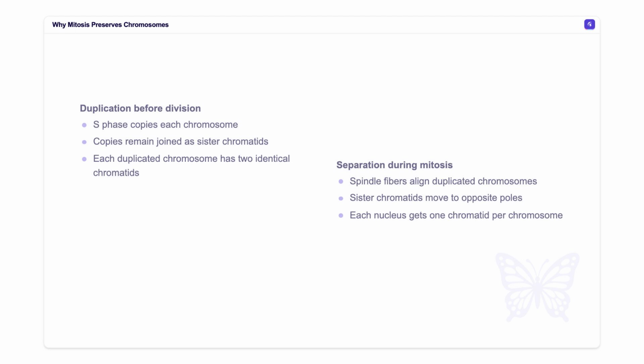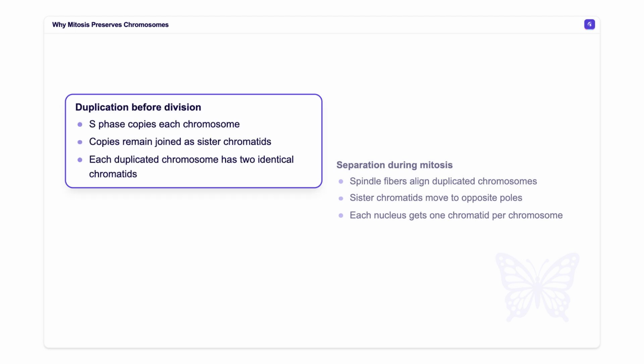Mitosis preserves chromosome number because division is carefully prepared before it happens. First, the cell makes a matching copy of every chromosome, and only then does it separate those copies. During S phase, the DNA synthesis phase of interphase, each chromosome is copied. The 2 copies stay attached as sister chromatids, meaning identical DNA copies joined together as 1 duplicated chromosome. Now mitosis has something organized to work with. Each duplicated chromosome has 2 matching chromatids. That matching pair is the key setup for equal distribution.